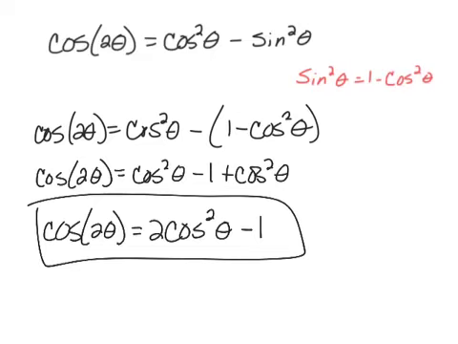Please don't confuse the double angle identity with the Pythagorean identity, because for cosine of 2 theta, we have a subtraction sign in the middle. The Pythagorean identity is cosine squared plus sine squared. So there's a difference there. Don't confuse them.